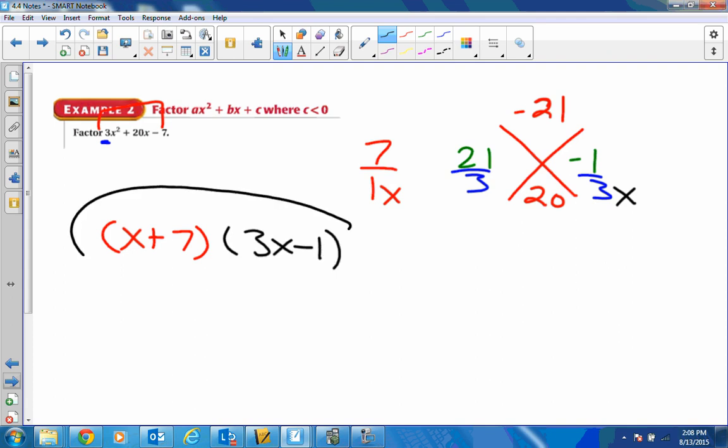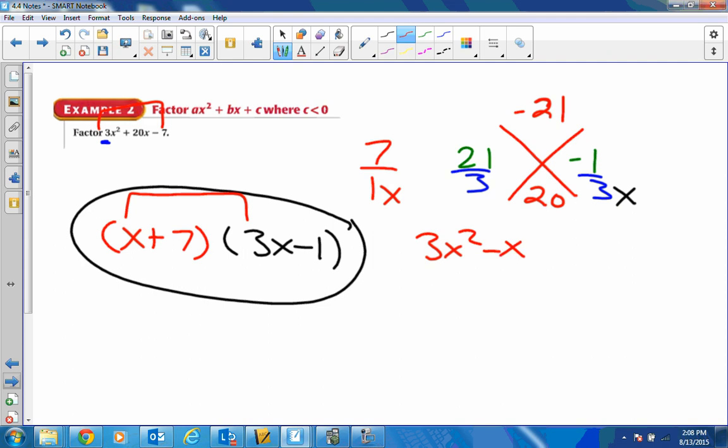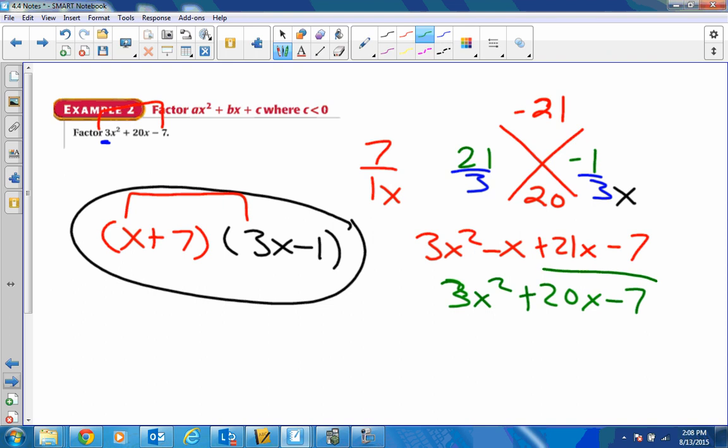You can always check these too. If you want to check and make sure they work: x times 3x is 3x squared, x times negative 1 is negative 1x, 7 times 3x is 21x, 7 times negative 1 is negative 7. So you get 3x squared plus 20x minus 7. And that would be your answer.